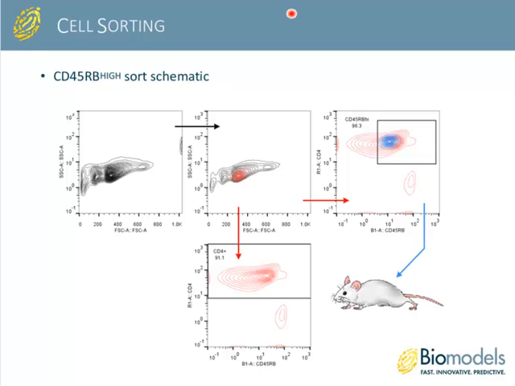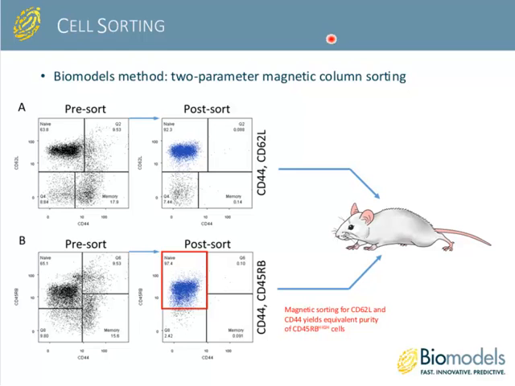And I'll come on to that later when I talk about the model in more detail. But the method for sorting that we use at biomodels is actually magnetic, but using different markers. So we use a combination of CD62 ligand and CD44, which are two markers differentially expressed on naive and memory T cells. As you can see in this pre-sort graph here, these naive cells are CD62 ligand high, CD44 negative, and there's some memory cells in there too, CD44 high, CD62 ligand negative. After the sort, most of the cells are in this naive quadrant right here.